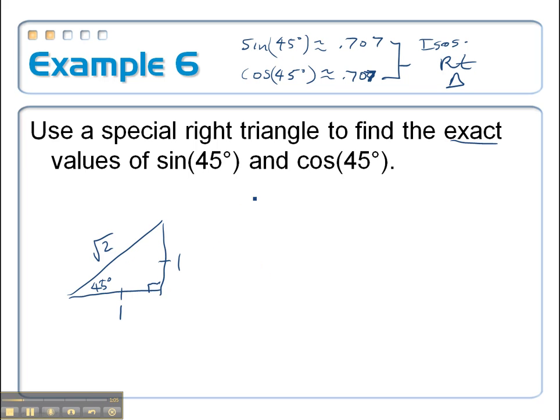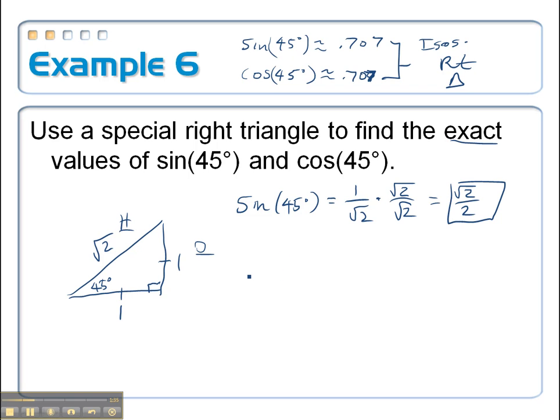Now, let's say I want to find the sine 45 degrees. Sine is the opposite side over the hypotenuse. So from the 45, here's the opposite side. Here's the hypotenuse. So it should be 1 over square root 2. We don't like to have square root of 2 on the bottom, so let's multiply the top and bottom by the square root of 2 over square root 2. Rationalize it, and we get root 2 over 2.